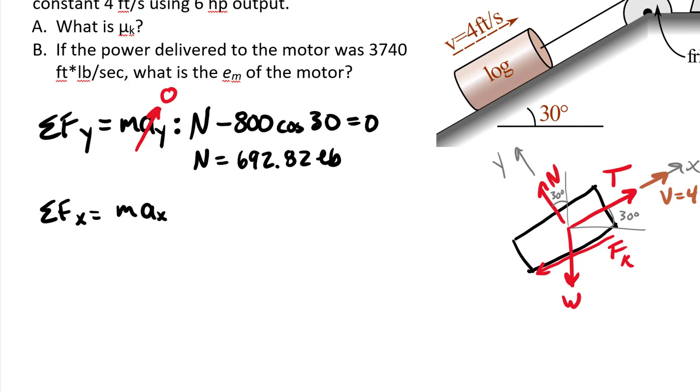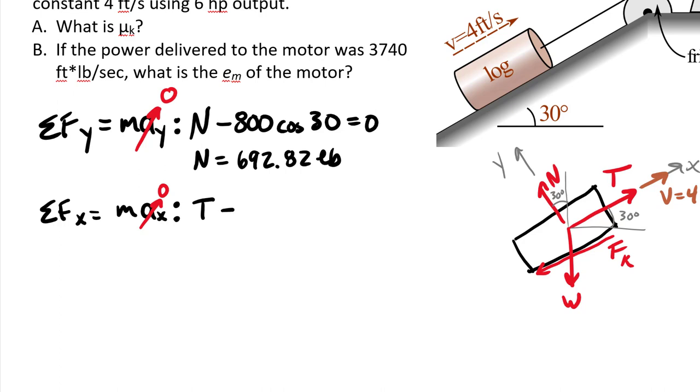Now, you could have an a sub x if the motor was pulling hard enough to basically be speeding this log up, overcoming that kinetic friction. But what we have in this problem is just a balance of friction and that pulling force, so an acceleration equal to zero.